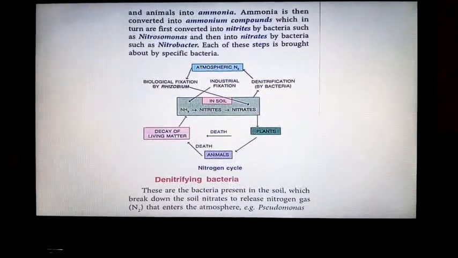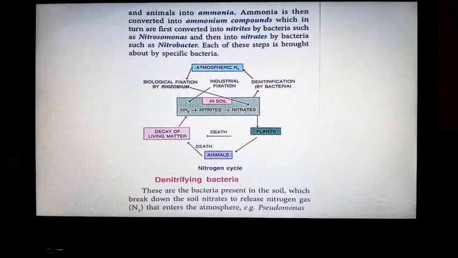One is biological fixation by Rhizobium. Another one is by the death of plants and animals. Plants take the nitrates and convert them into proteins. Proteins are consumed by animals. Animals die and the decayed matter first forms ammonia, ammonia into nitrites, nitrites into nitrates. These are the two ways they are coming into the soil.